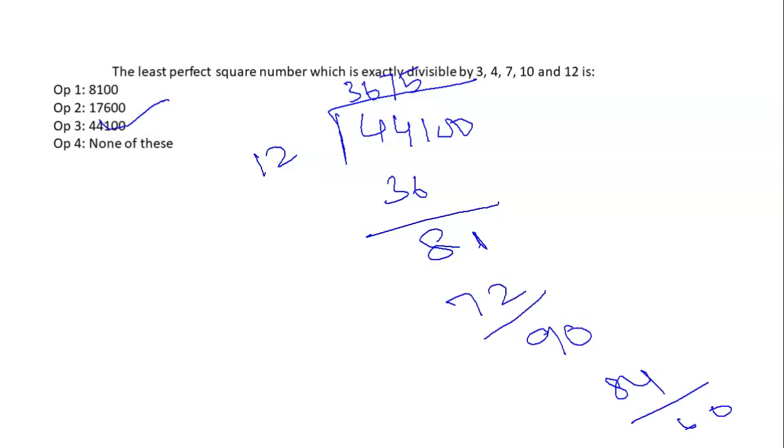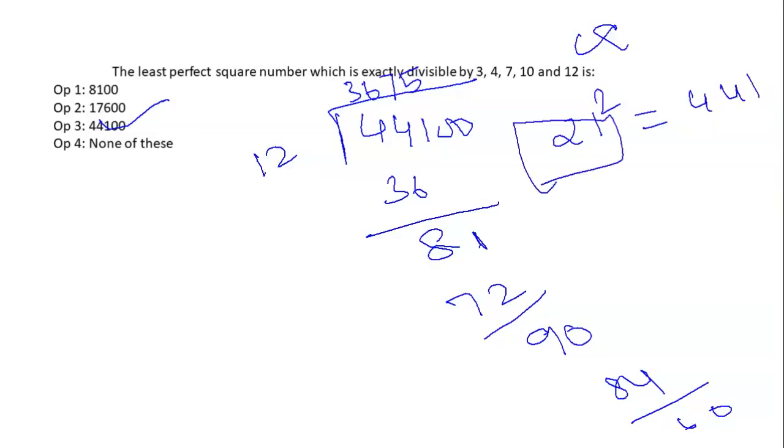Sorry, I was a bit confused with the other. Because looking at 441, I thought it's 21 square. 21 is no way related to 12. That's why I had a concern. So your answer is 44100. Okay, for this question.